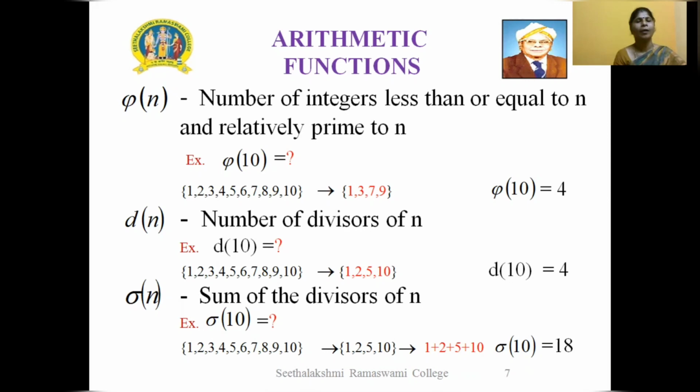In a similar way, d of n is the number of divisors of n. The divisors of 10 are 1, 2, 5, 10. Therefore, the count is 4. d of 10 is equal to 4. Sigma of n is the sum of the divisors of n. For n equal to 10, the divisors are 1, 2, 5, 10. Therefore, the sum of those integers is equal to 18.